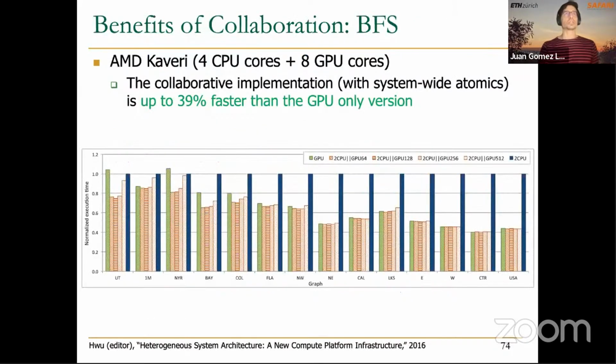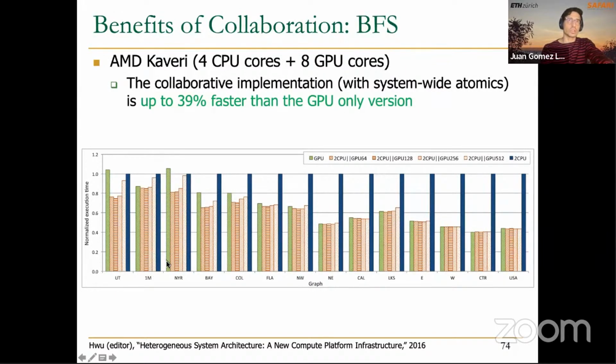And now, by using this implementation, we can achieve some interesting performance improvements for some, not all, but not the largest of the graphs. For the smallest graphs, we can achieve up to 39% performance improvement over the GPU-only version on the AMD Kaveri. And here you can see the results for the New York graph. We see actually more than 20% performance improvement for sure.